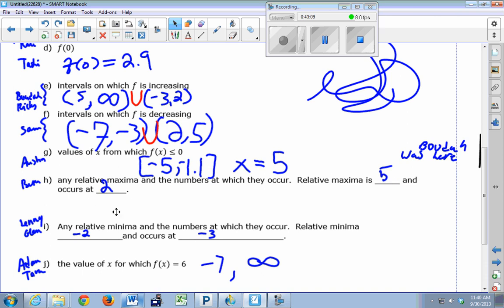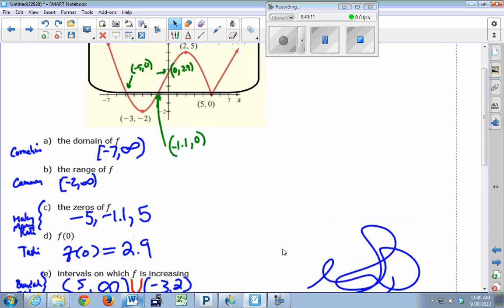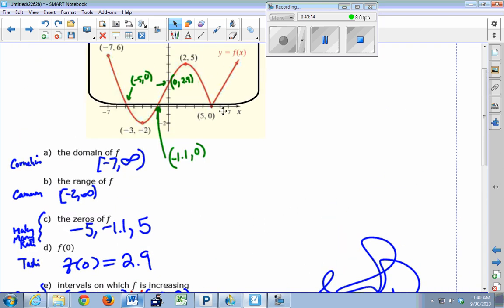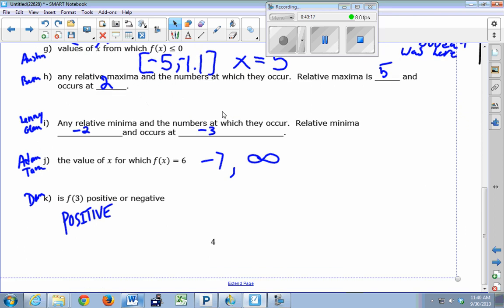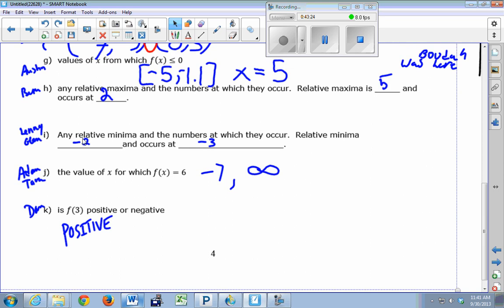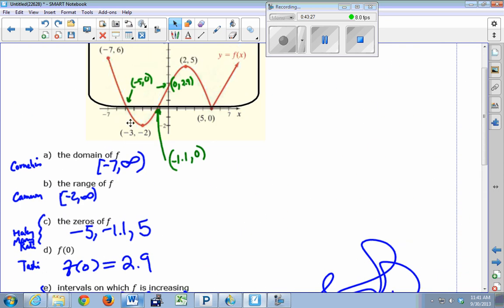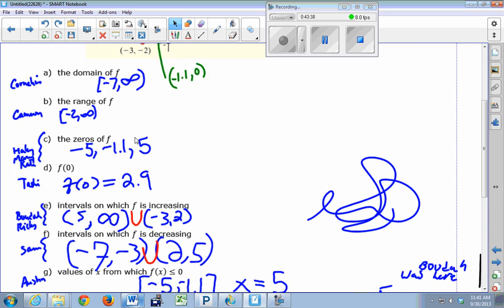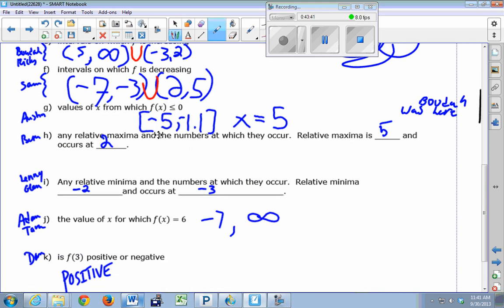The relative minima are -2 and 0. There's 2 of them, folks. -2 in this neighborhood is the relative minima, and 0 in this neighborhood is the relative minima. So there's 2 of them, -2 and 0, and they occur at -3 and 5. Okay. All right, so let's move along.